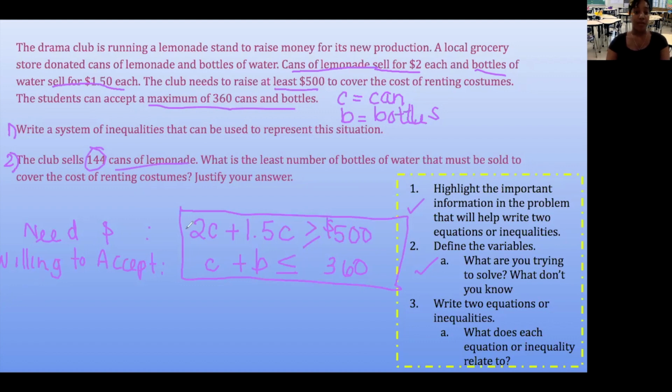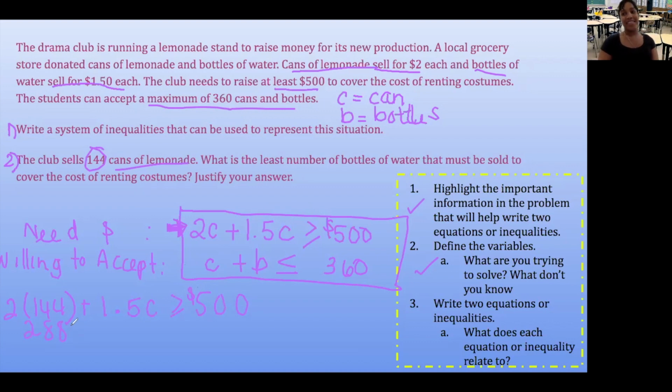So we know from our inequality, $2 for each can of lemonade, and they sold 144 cans. So 2 times 144, plus $1.50 per bottle. That amount, we want it to be at least $500. So when you multiply 2 times 144, you get 288.